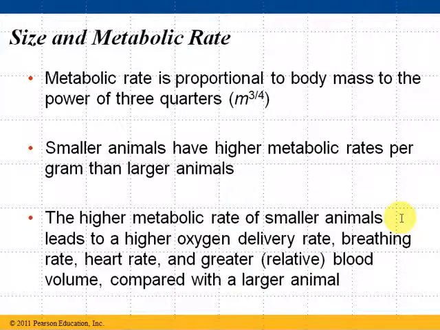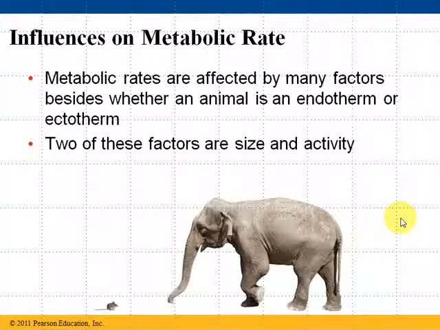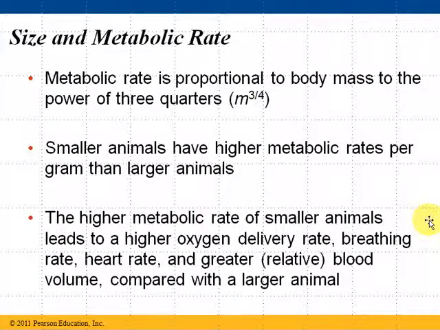The metabolic rate is proportional to the body mass to the power of 3/4. And what that means is that smaller animals tend to have a higher metabolic rate per gram than larger animals. So if you compared, say, the mouse and the elephant in the previous slide, you compared the metabolic rate per gram of the mouse to the metabolic rate per gram of the elephant, and you're going to find that the mouse has a much higher rate per weight, rate per gram.